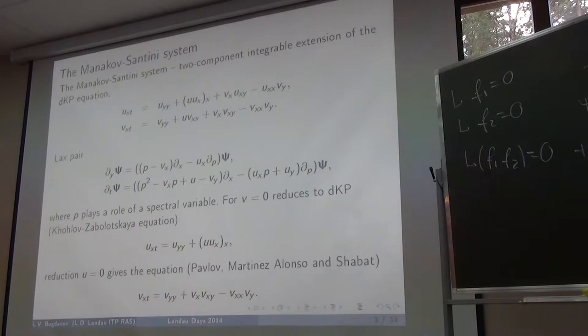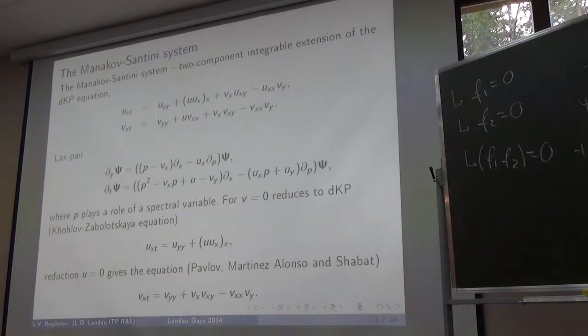So, here at this point, it's very close to what Peter showed you, and even here, you see, a pile of equations. So, what is the Manakov-Santini system? It's an integrable system for two functions in 2 plus 1. It was introduced by Manakov and Santini as a byproduct of their activity concerning the integration of dispersionless KP. Because they discovered that with the dressing scheme they used, first they come to this equation, and then they do some reduction, and get dKP.